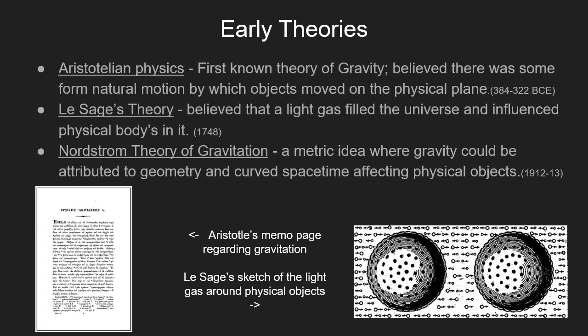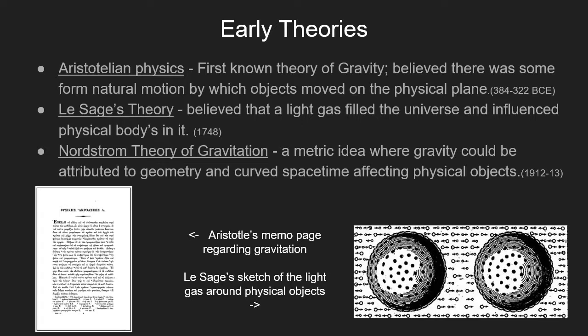Early theories of gravitation. Aristotle was the first known physicist to have a theory on gravity, in his book titled Physics. He believed there was some form of natural motion by which objects moved on the physical plane. There was some natural motion that no one understood, that objects just moved of their own accord. There was no force pulling them, it was just part of nature.